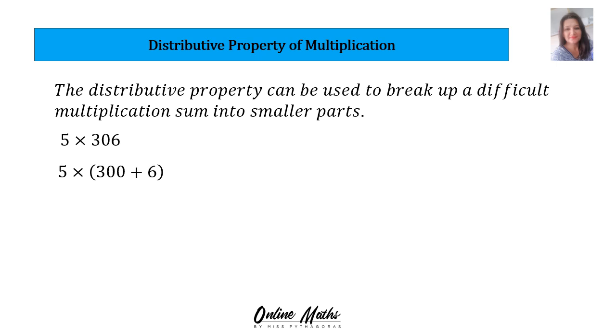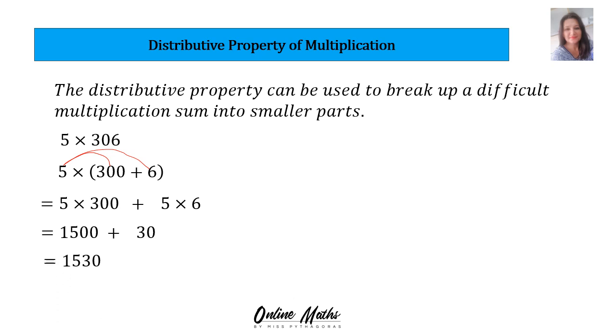And then the distributive property means you're going to take the 5 and distribute it to 300. So you're going to say 5 times 300, and you're going to take the 5 and distribute it to 6. So you're going to say 5 times 6. So it will look like 5 times 300 plus 5 times 6, which is 1500 plus 30, and when you add the two, you get 1530. Let's look at another example.